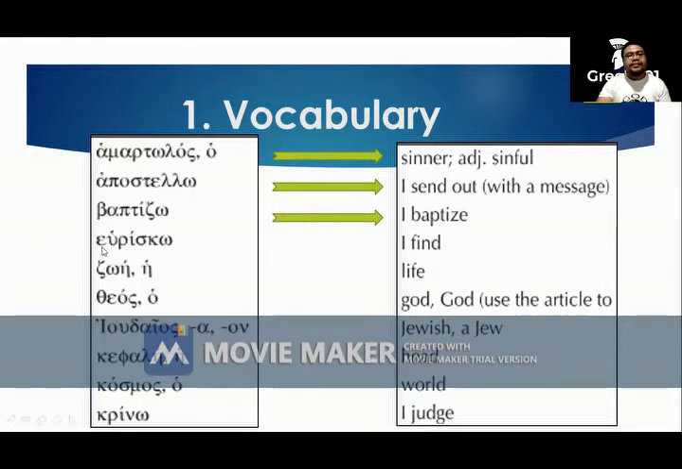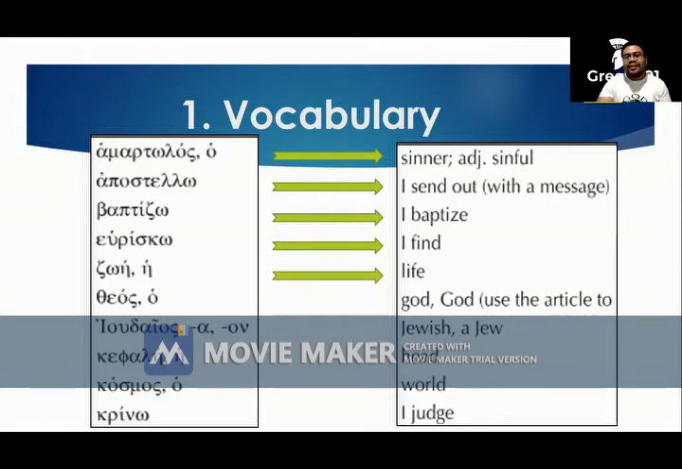Next word is, here we have the diphthong U with a rough breathing, heurisko. Let's read all together. Heurisko. It means I find. Next word, zoe. It's a feminine noun. Let's read all together. Zoe. It means life.